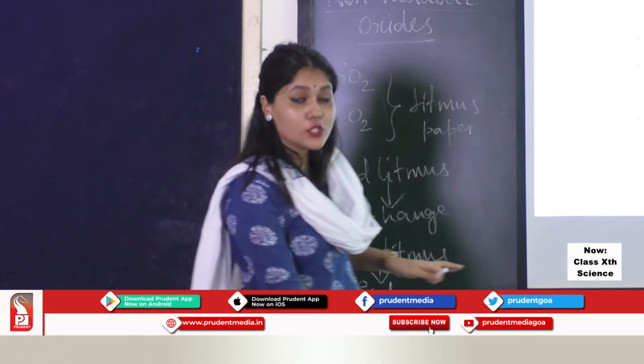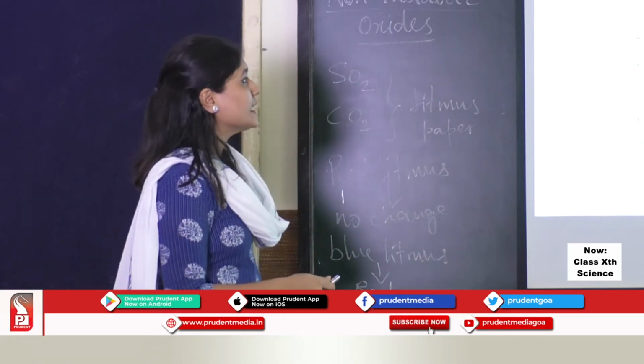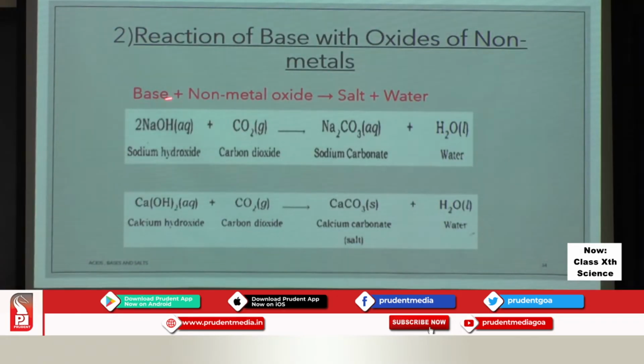So remember students, since non-metallic oxides are acidic in nature, when they react with a base, what are they going to do? They are going to neutralize, and it is going to result in the formation of salt and water. So when you test this solution, you will realize that there is no change in the litmus paper, indicating that the solution is neutral. This is another example of neutralization reaction also.